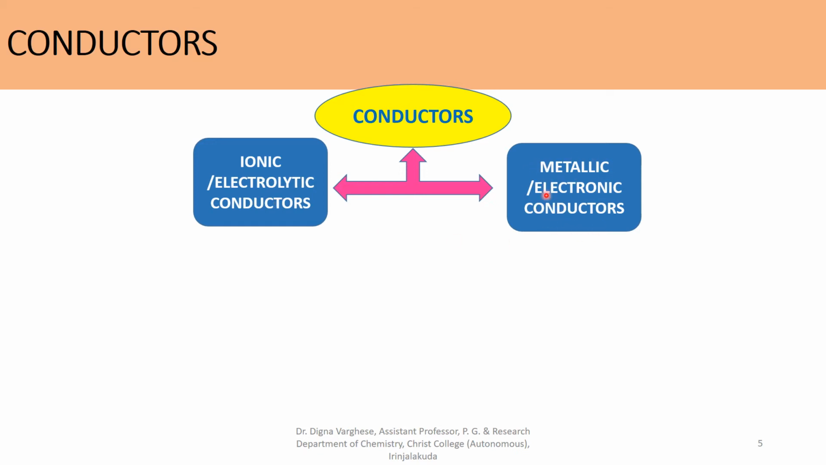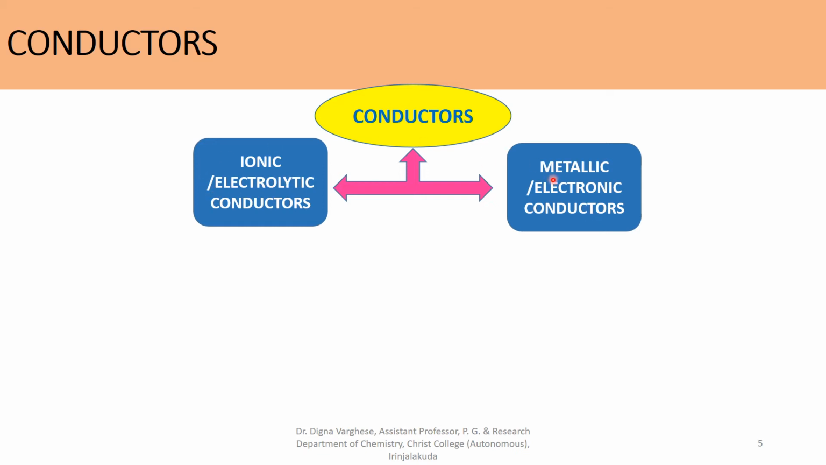What about metallic or electronic conductors? Metallic conductors are the substances that allow the passage of electricity through them without undergoing any chemical change, because the flow of electricity is due to the flow of electrons. So they are also known as electronic conductors. Here, appreciable movement of matter does not accompany the flow of electricity in these materials. Examples are metals, alloys, graphite, etc.